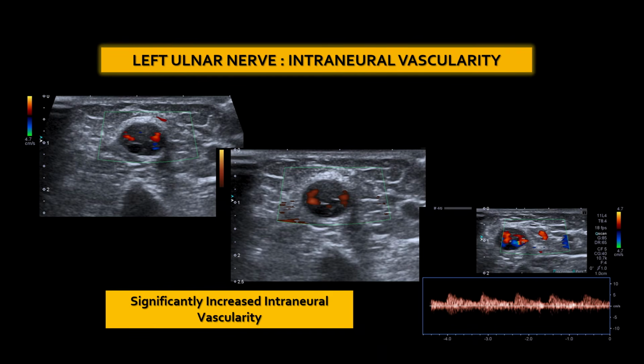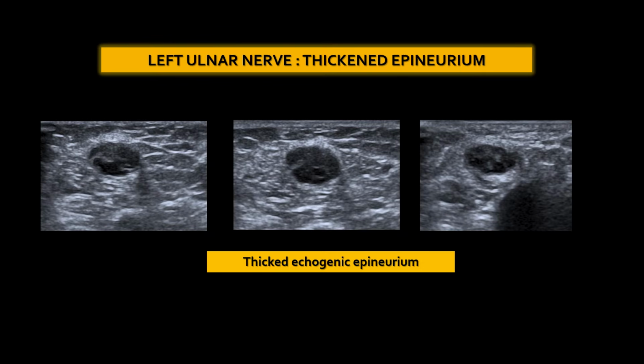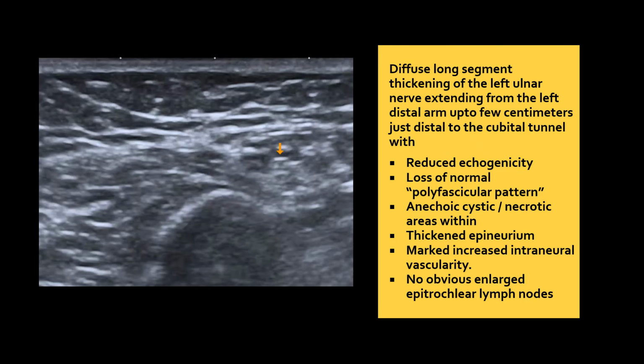If we put on color or power Doppler, we can see there is significantly increased intraneural vascularity. These are the longitudinal images which also show there is significant increased intraneural vascularity. If we look at the epineurium of this nerve, it is significantly thickened. There is increased echogenicity as well.